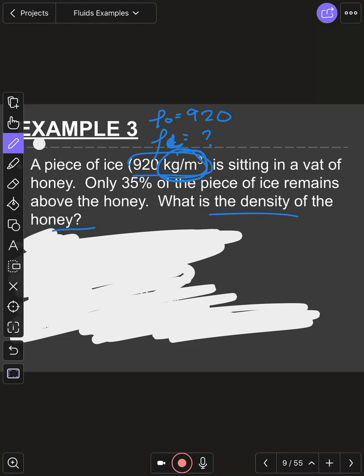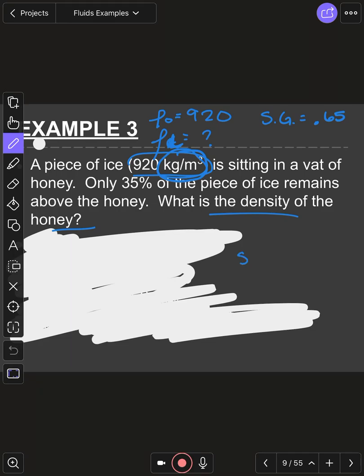That is the question. And it says 35% of the piece of ice remains above the honey. So again, I can't do simple math, but I know that what the specific gravity tells me is a percentage below, while this is giving me above. So I have to do 100 minus 35 to find out that 65% stays below, so the specific gravity is 0.65. That's a percentage below the honey. And we are trying to find the density of the liquid, the honey.